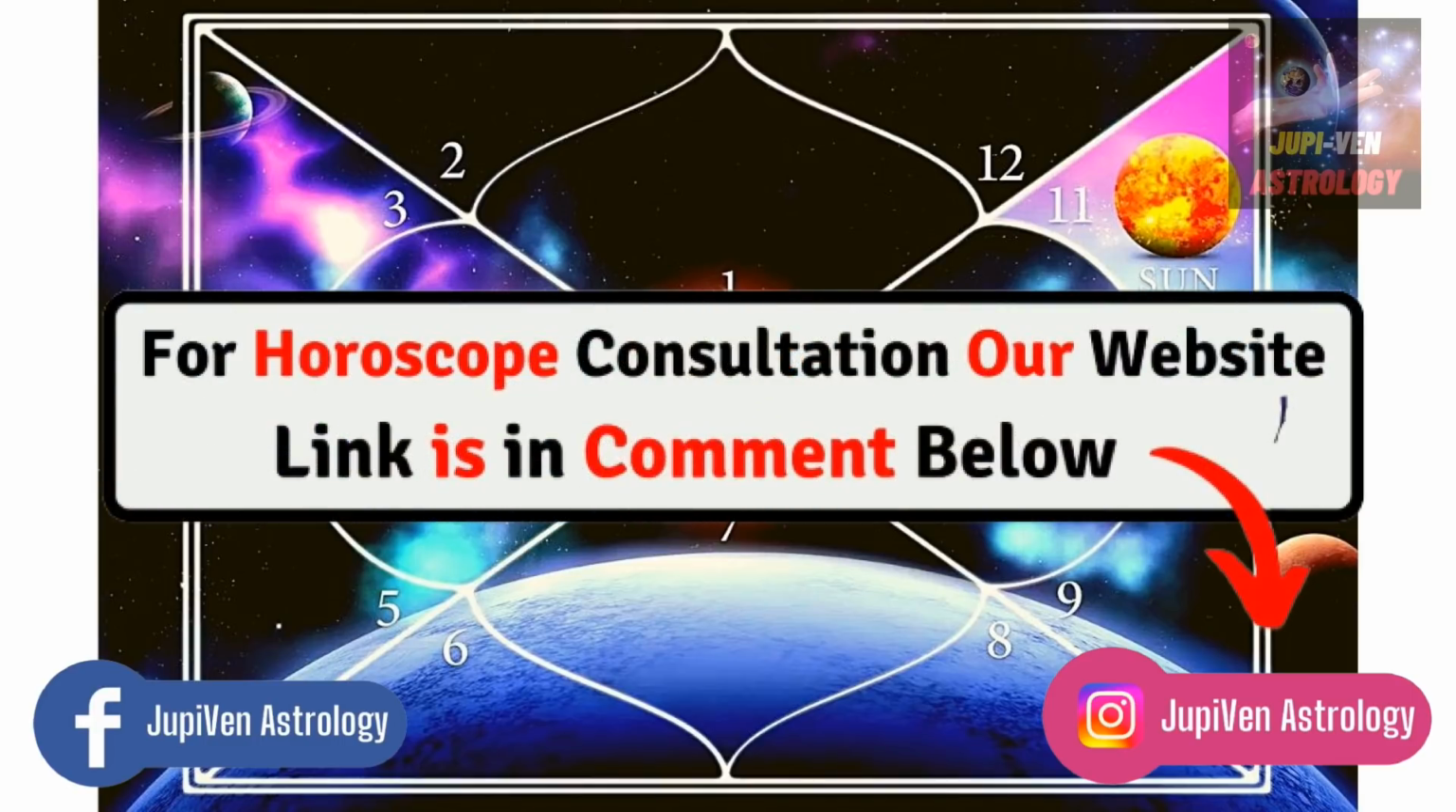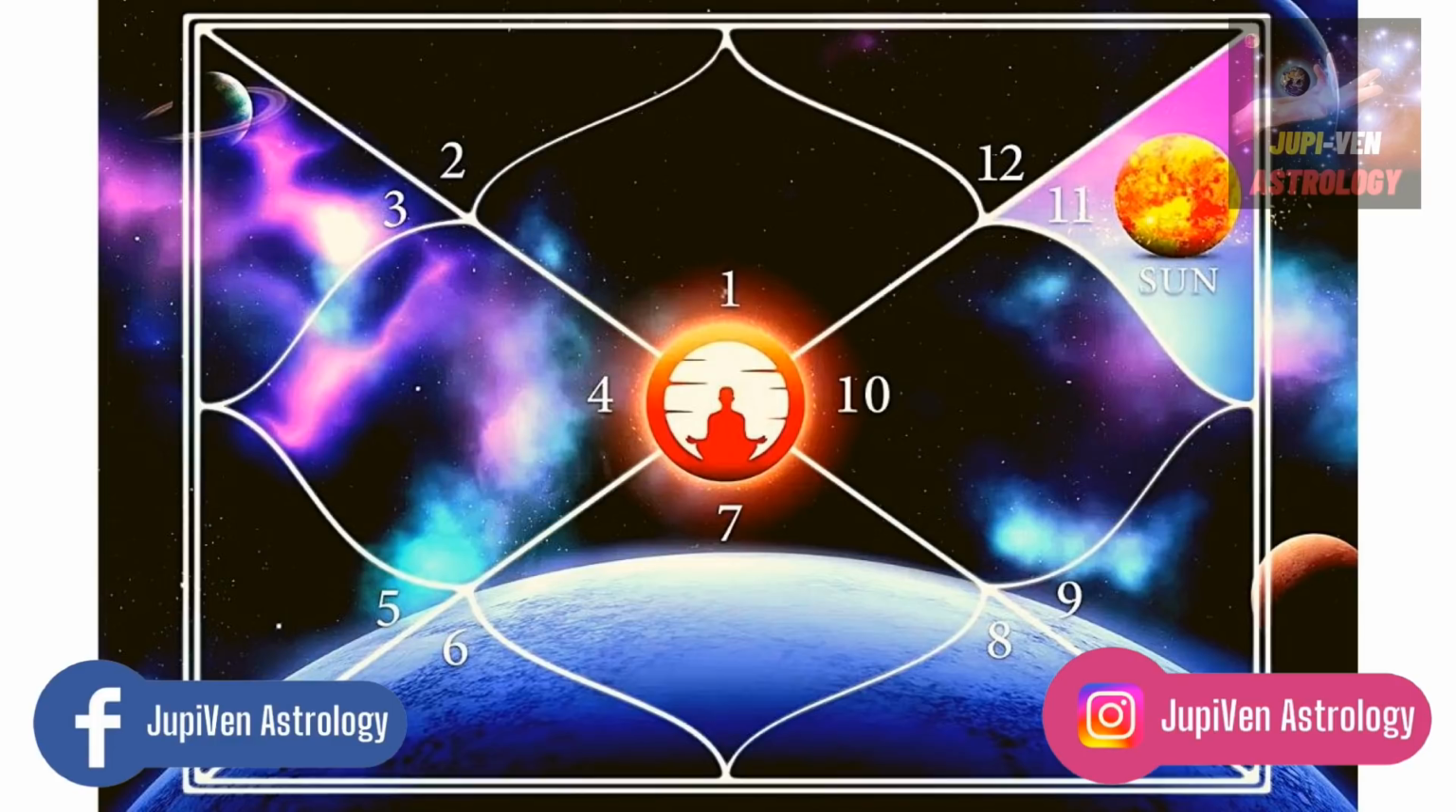Sun in the 11th house dries up everything, including the network of the native. The native might be able to find resources, but he may not be able to use them.